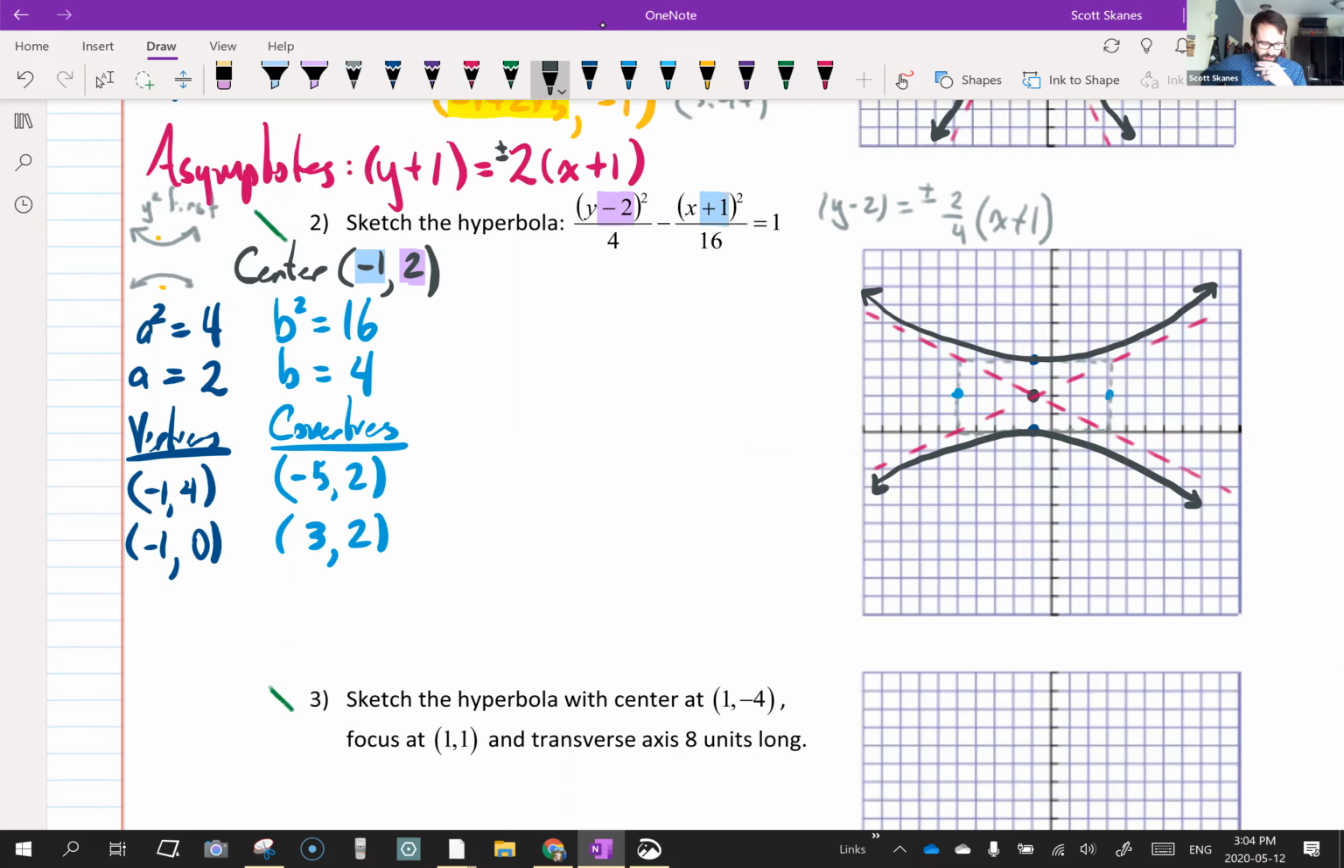So what am I missing here? I've got vertices, co-vertices, I've got my asymptotes, I've got a lot of blank space. Probably missing my foci, yeah? Foci. C squared is a squared plus b squared. A squared is 4, b squared is 16. Just in case you lost track of that plot. They're right there. That means that C, well, 4 plus 16 is 20. Square root of 20 is 2 root 5.